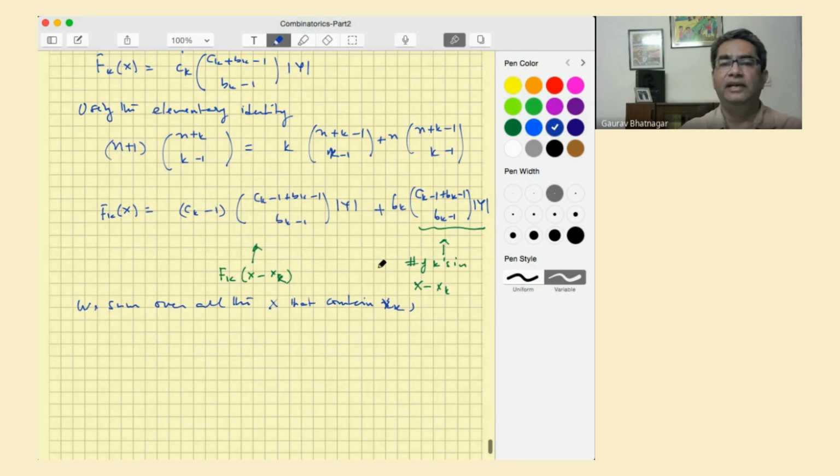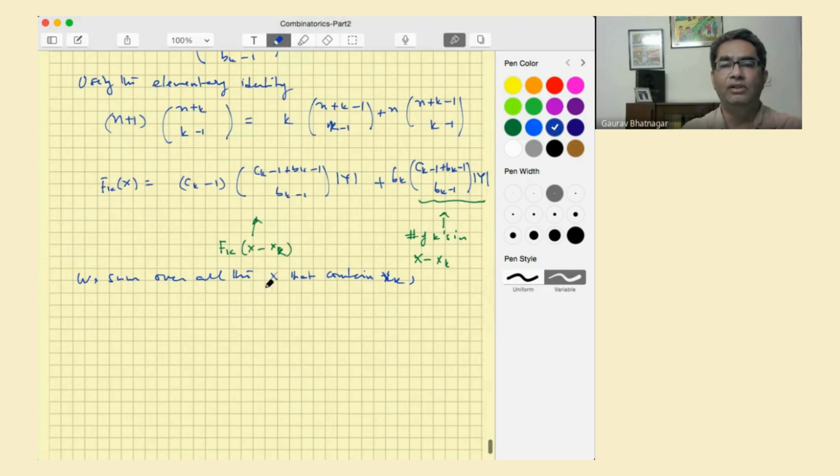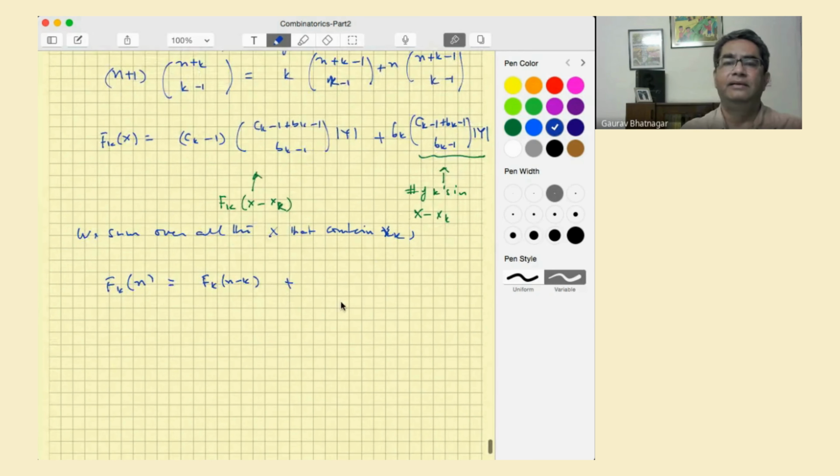If we sum this whole thing over all the hands, all the x that contain xk, we will get fkn on the left hand side, and on the right we will get fk n minus k, and here I will get all the hands of n minus k, because I've deleted one xk from all of them. Is that clear? This is true for all partitions.